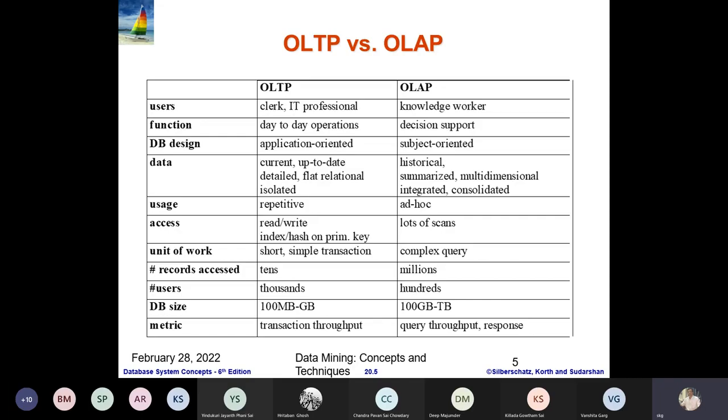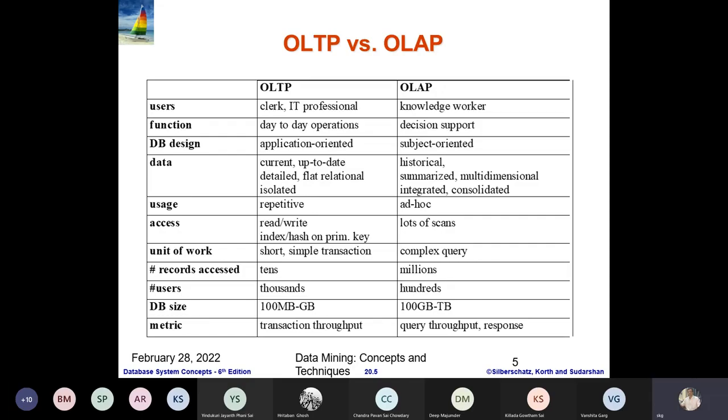The unit of work in OLTP is a short, simple transaction. Not always very simple, but definitely simple with respect to the complex queries involved in OLAP. And records accessed are maybe tens to hundreds in case of OLTP, whereas in case of OLAP it is something much more: millions and billions, and in some cases, if you consider the temporal scale, it may go up to trillions of data, right?